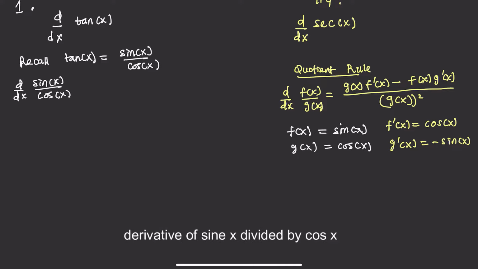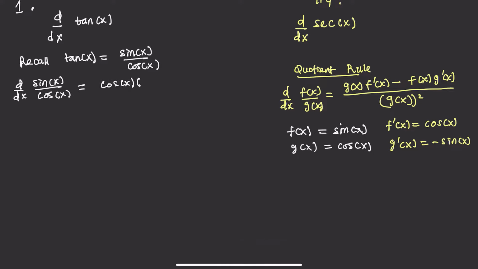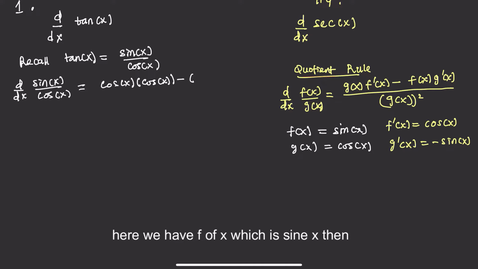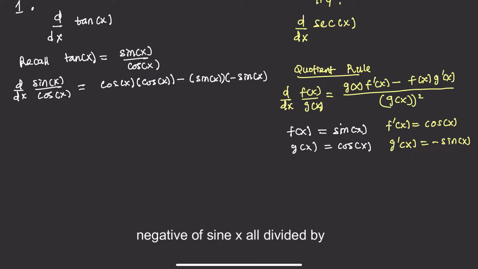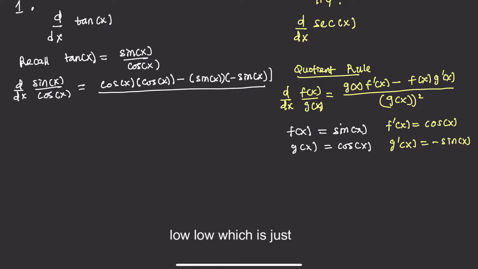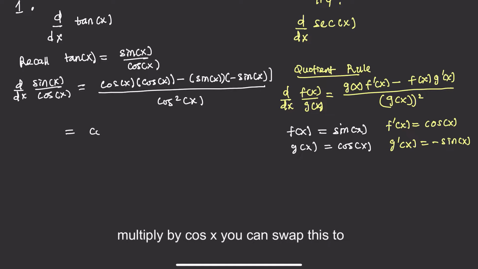Since we have this recipe, we can just substitute all this information back into our quotient rule. That means the derivative of sine x divided by cos x is simply g of x, which is cos x, multiplied by f prime of x, which is still cos x, minus f of x, which is sine x, multiplied by g prime of x, which is negative sine x, all divided by low squared, which is cos square x.